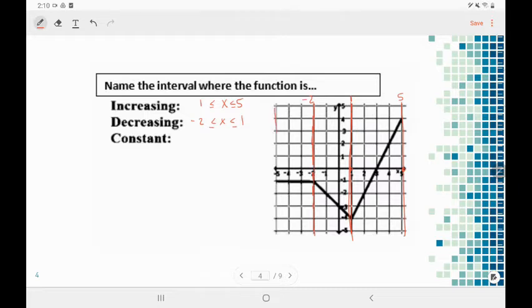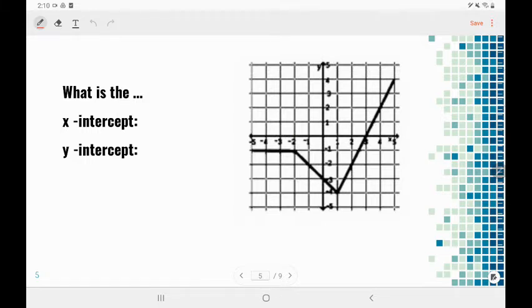And where's my graph staying constant? We decided between -5 and -2. So I would write between -5 and -2. And that is how I write the intervals for when a graph is increasing, decreasing, or staying constant. Now let's discuss intercepts.